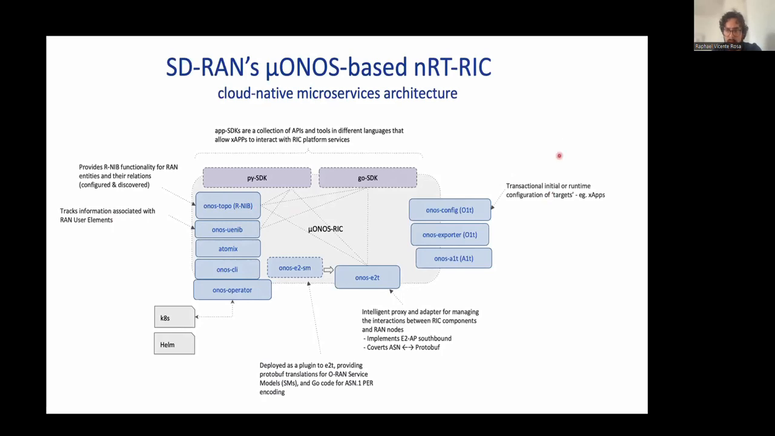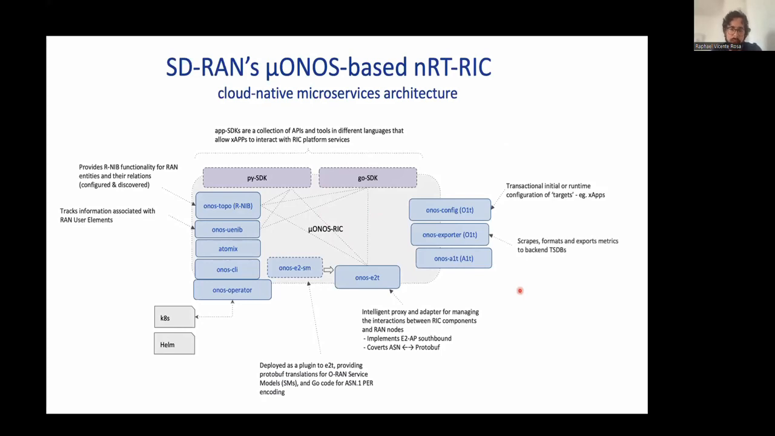On the other hand, we have the definition of ONOS Config, a component that allows the configuration of the other components internally in the micro ONOS RIC. Take here, for example, the configurations that you could have for the initialization of each one of these components, including the XApps. So that concerns part of the O1T or the O1 interface.